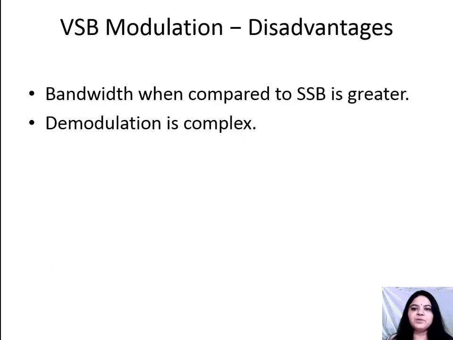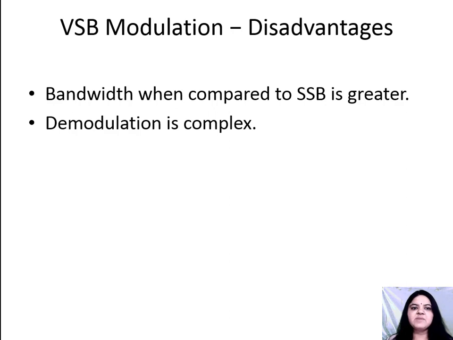Disadvantages of VSB modulation: when you compare the required bandwidth, here the bandwidth required is more compared to SSB. Why? Because we are also taking a part of the LSB. So the bandwidth requirement is greater when compared to single sideband modulation. Demodulation is also complex. So these are the disadvantages of VSB modulation.